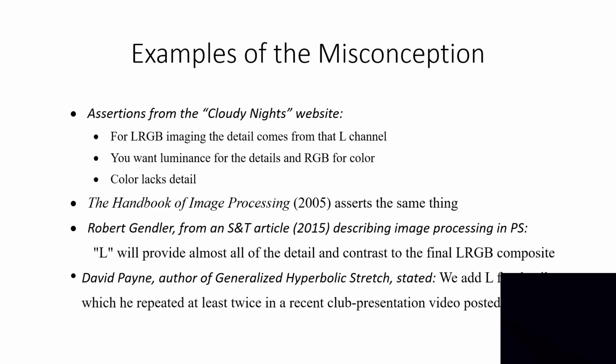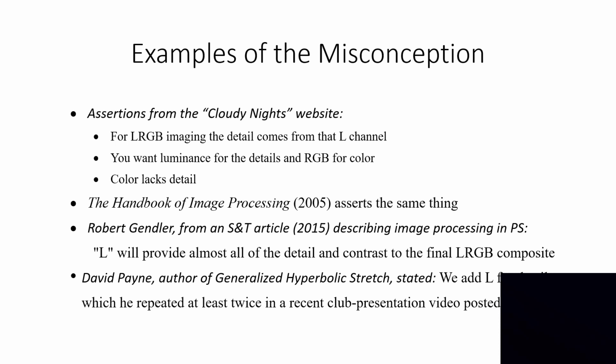For example, here are some quotes that I got off of Cloudy Nights. Quote, for LRGB imaging, the detail comes from the L channel. You want luminance for the detail, and RGB for the color. Color lacks detail. Well, color can't lack detail if all we have is a color image, RGB pixels. There you go. This misconception dates back at least to 2005. I can't find the exact origins of it.